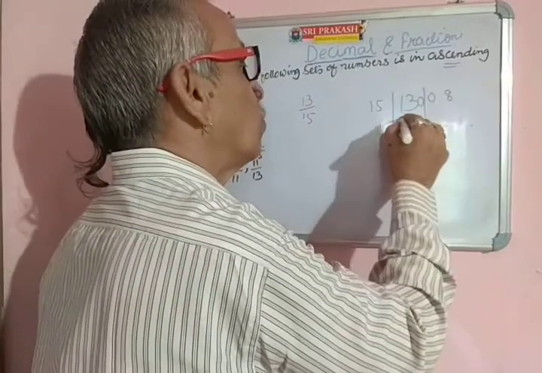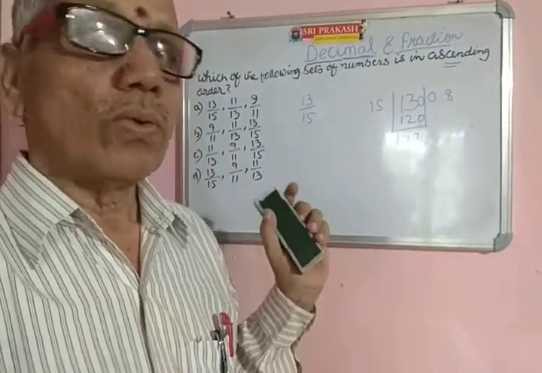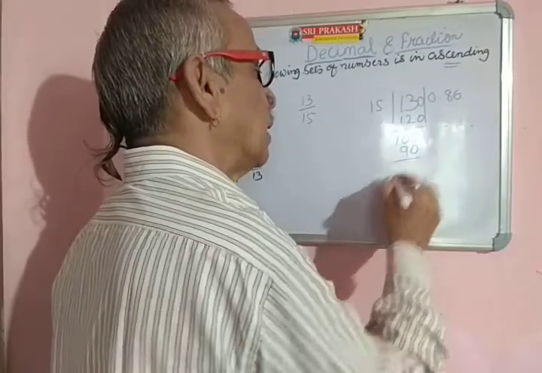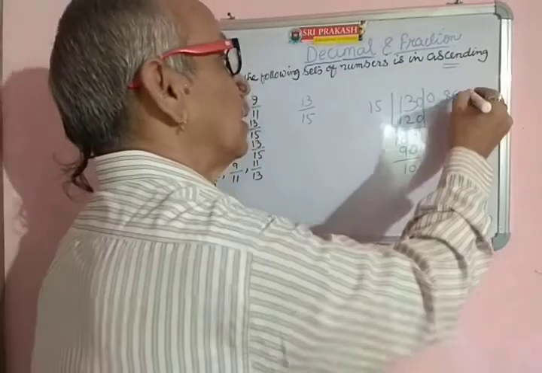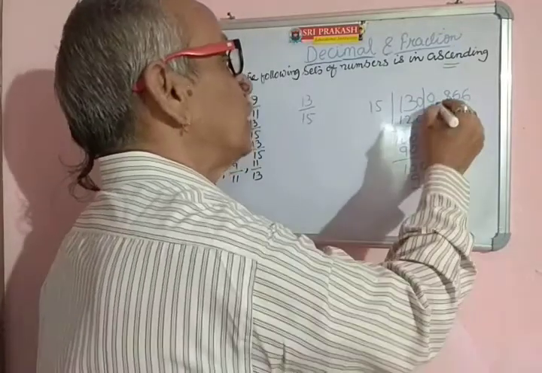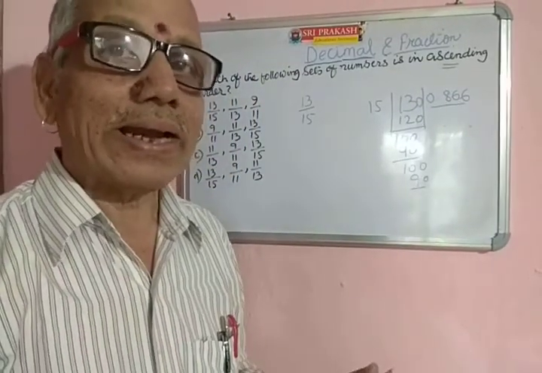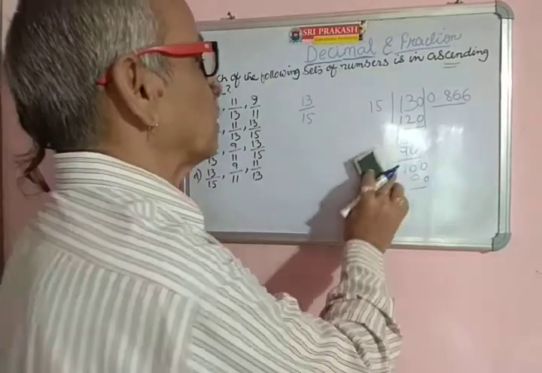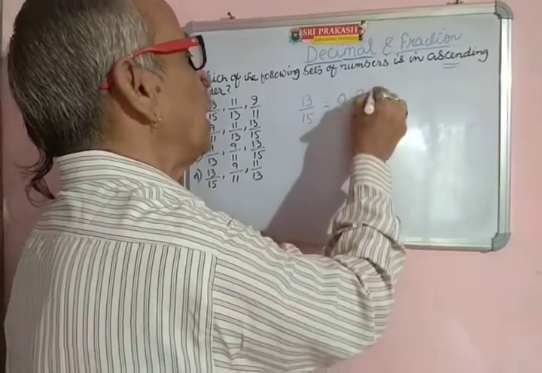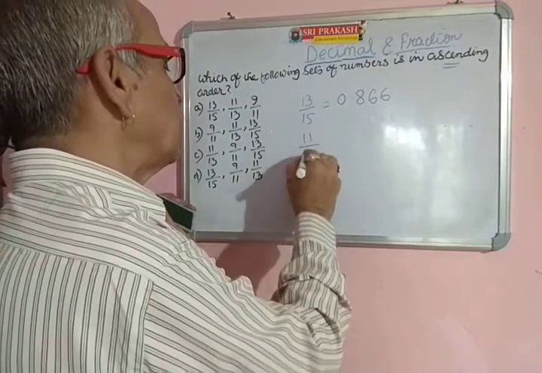15 8s are 120. 15 6s are 90. Again 10. 15 6s are 90. So it will come like this, 0.8666. Like that we get a recurring decimal. So let us write, your 13 by 15 is equal to 0.866.